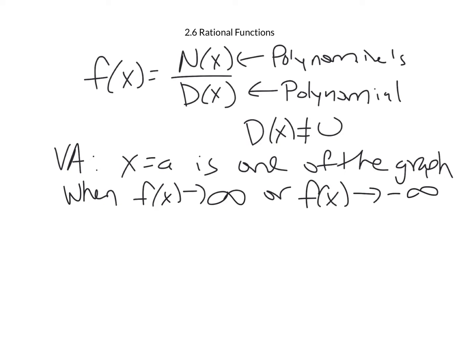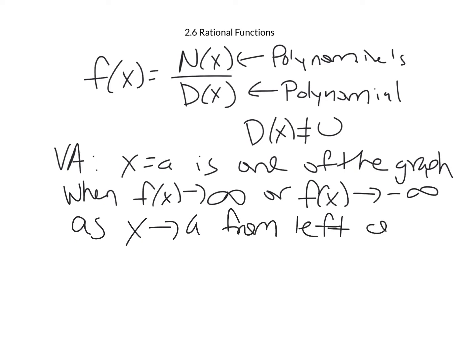As x approaches a from the left or right. So at a given value a, if the graph is starting to go to positive infinity or negative infinity from both sides, you're going to have a vertical asymptote.